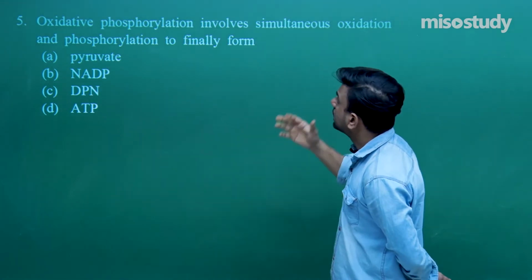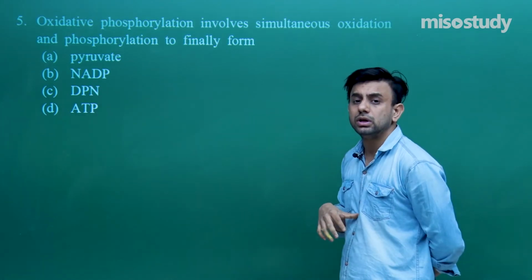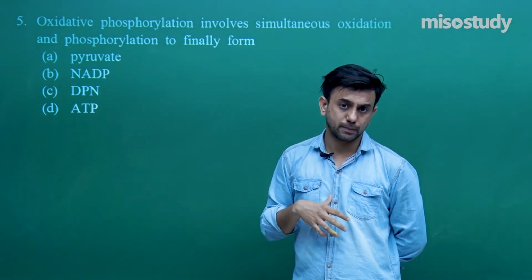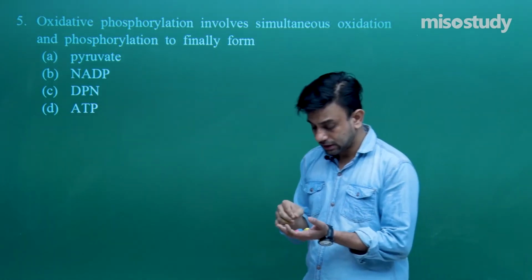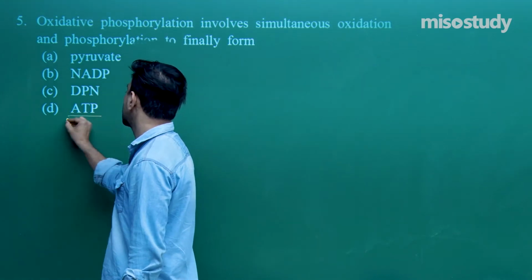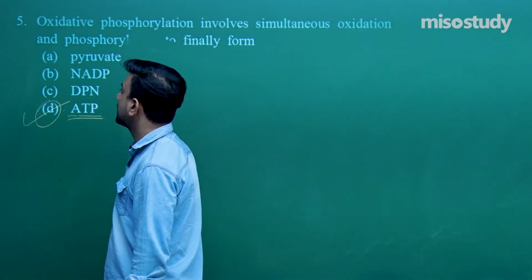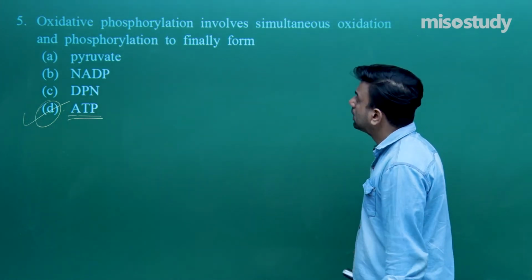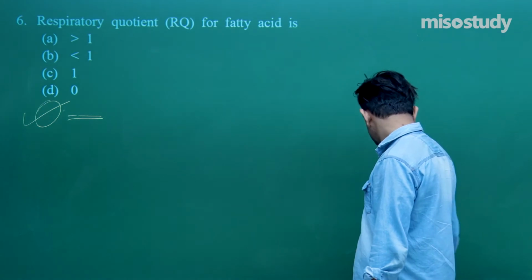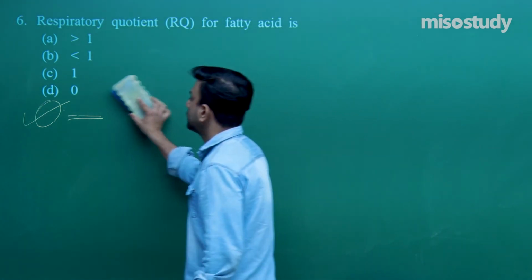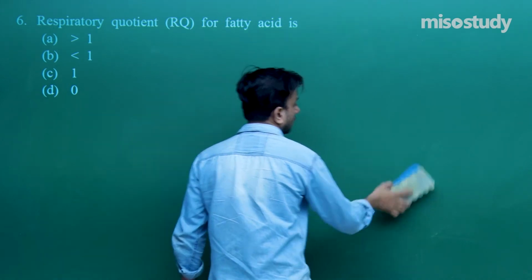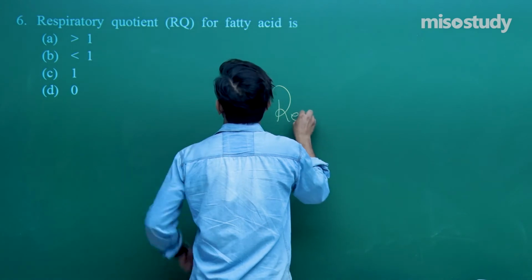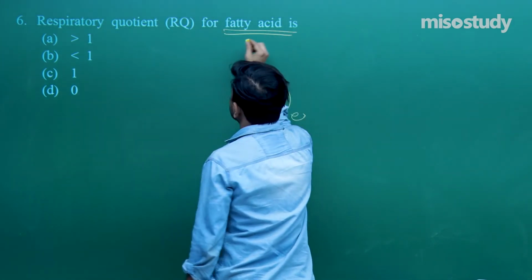Now, what is happening in this oxidative phosphorylation, there is transfer from FMN or the NADH to the oxygen, and as a result the ATP is getting synthesized. So the correct option or the answer will be ATP. The respiratory quotient. Okay. So, let us see what is the respiratory quotient, and it is asking for the fatty acid.